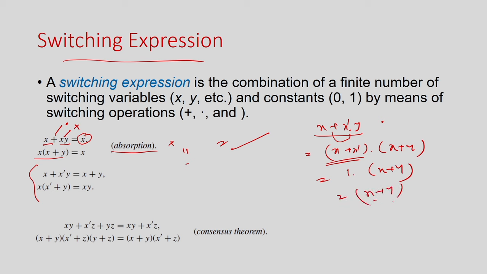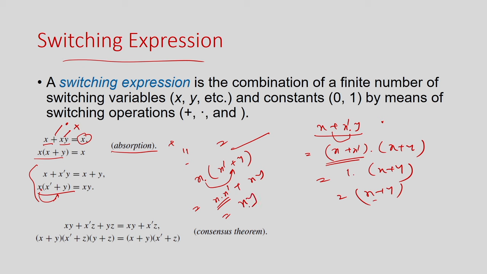In a similar way, I can also prove this by distributing x over OR. Let me show it also: x, x bar plus y. If I distribute this AND over this, I get x dot x bar plus x y, and x dot x bar is always 0, which I have already shown earlier. So this is x y.